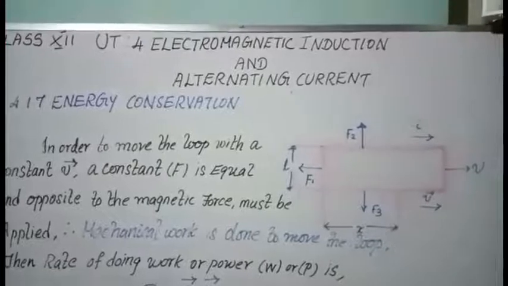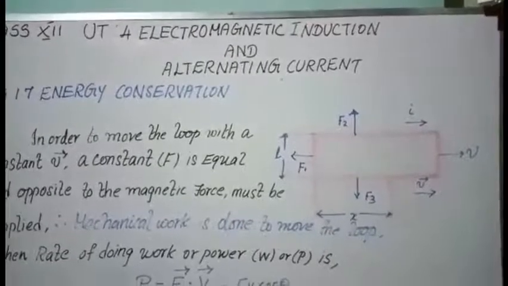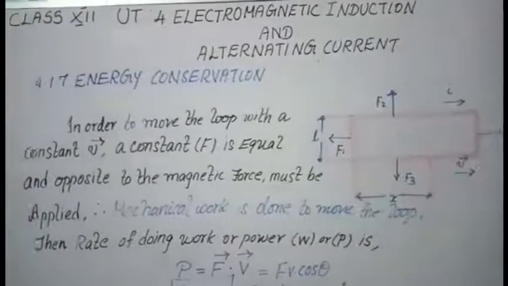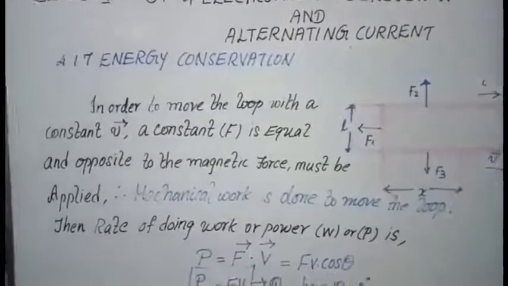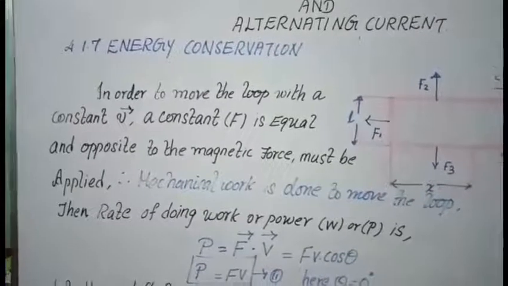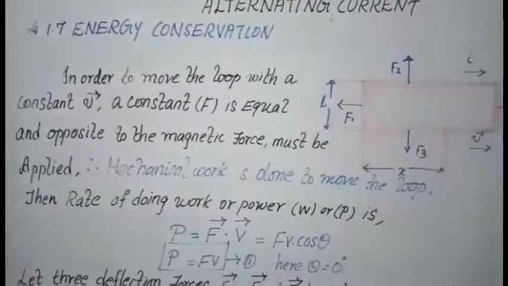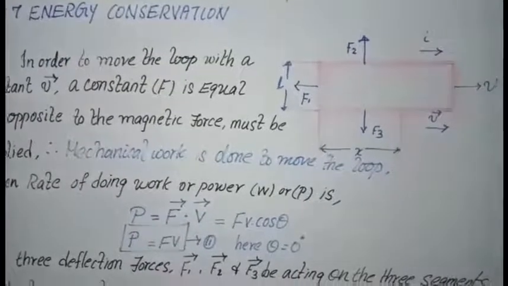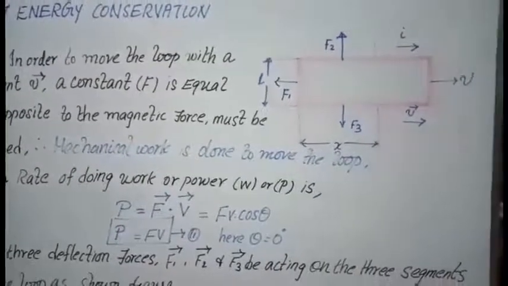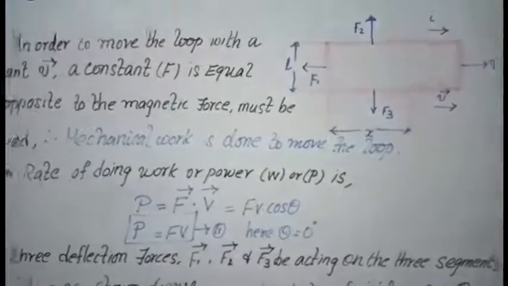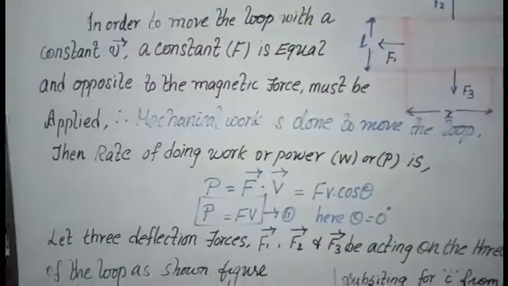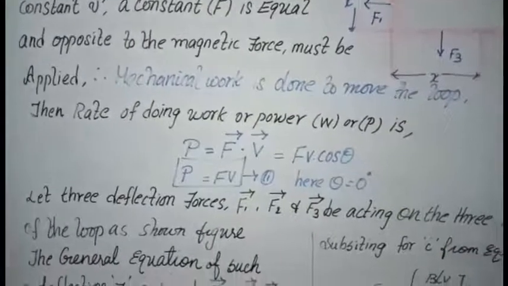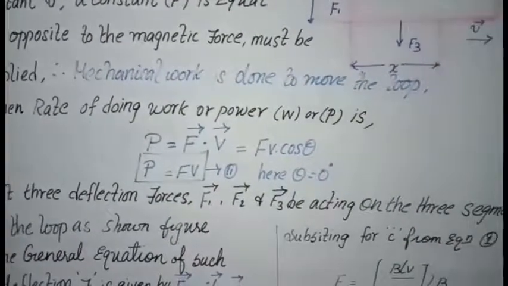Next, energy conservation. In order to move the loop with a constant velocity v vector, a constant force that is equal and opposite to the magnetic force must be applied. Therefore, mechanical work is done to move the loop. Then the rate of doing work, or power, capital P is equal to F vector dot V vector, that is equal to F v cos theta, that is equal to F v. Theta is equal to 0, cos 0 is equal to 1.